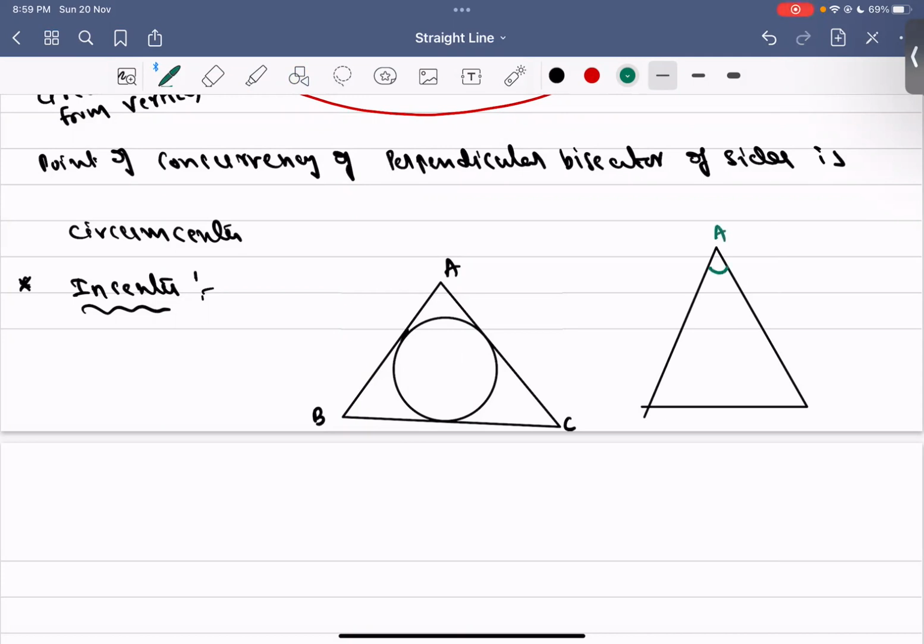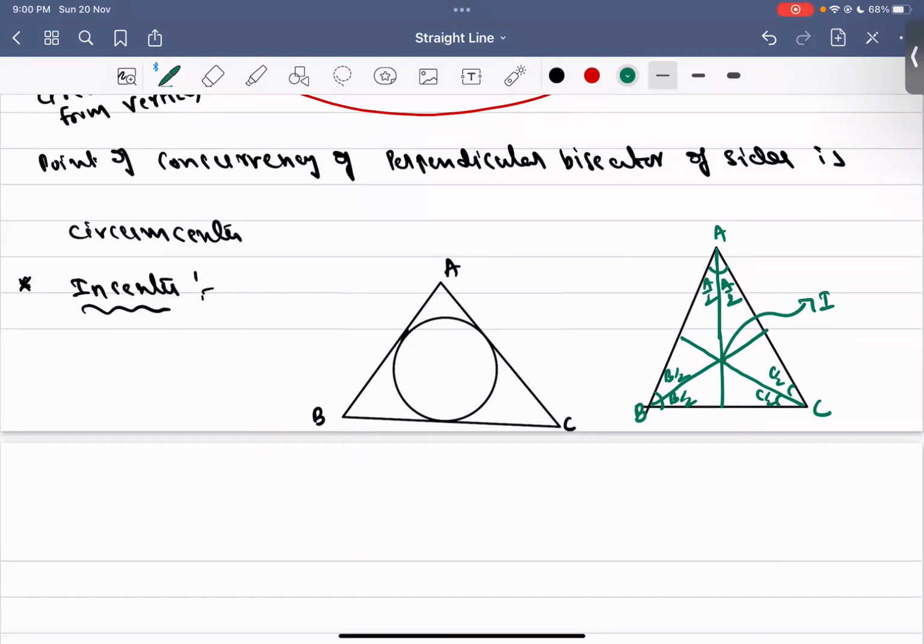So this is A, this one is B, C. The angular bisector of A is this one, and this angle is A by 2, this angle is A by 2. Next, the angular bisector of B is this one. This is B by 2, B by 2. Next, angular bisector of C, C by 2, C by 2. So this point, the point of concurrency of angular bisectors, is called the incenter. So this is the incenter I.